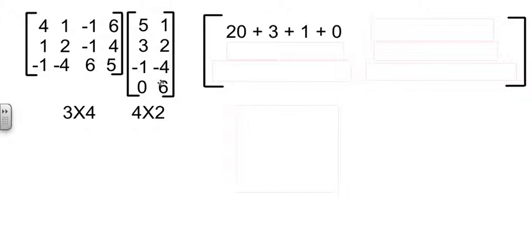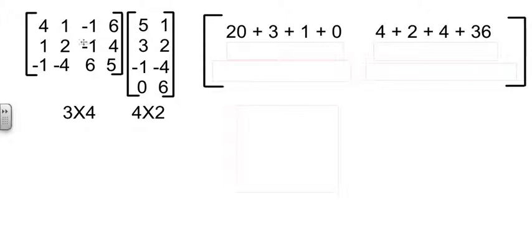First row times second column. 4 times 1. 1 times 2. -1 times -4. And 6 times 6. And those are those products. Okay. Now we're out of columns for the first row, so we go to the second row.